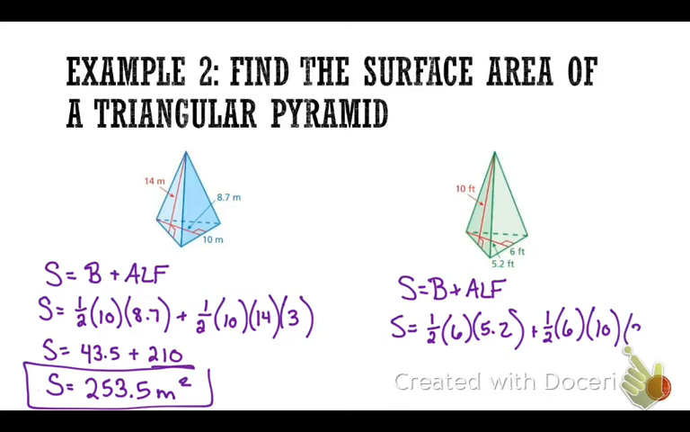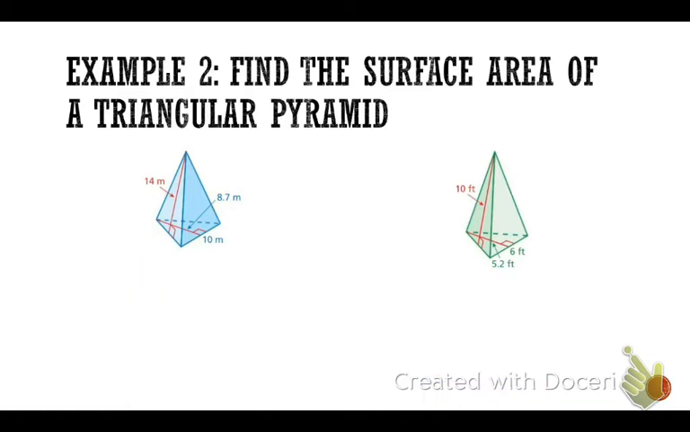3. Okay, so once you did that multiplication, we did half of 6, which is 3. 3 times 5.2 is 15.6. Plus, and then the other one was 90, right? So surface area equals 105.6 feet squared. All right, great job on that.